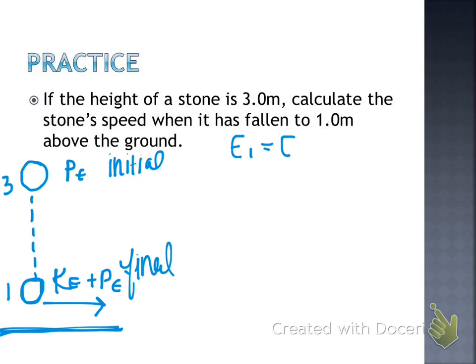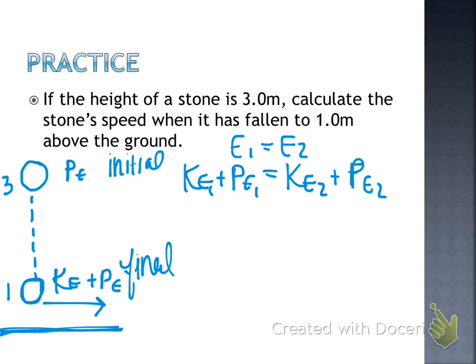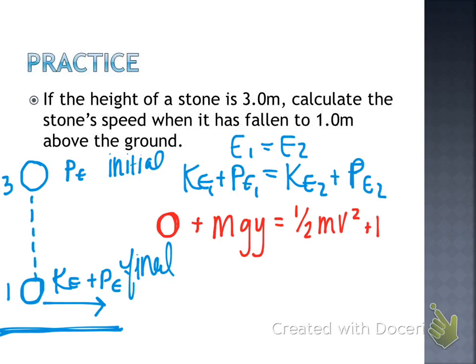Okay, so let's go ahead and set up our equation here. We're going to say E1 is equal to E2. Then we can go ahead and start our equations. Kinetic energy initial plus potential energy initial is equal to kinetic energy final plus potential energy final. And then I'll go ahead and start making my substitutions. So I'm going to say, I know it has no kinetic energy at the beginning, so I'm just going to go ahead and plug in a 0 there. I know the equation for potential energy is mgy. The equation for kinetic energy is 1/2 mv squared plus mgy.